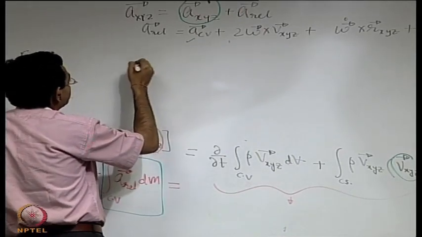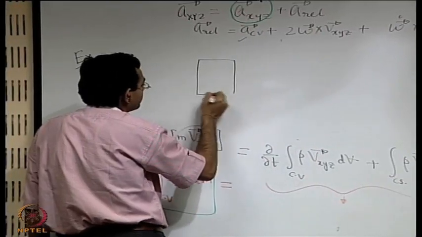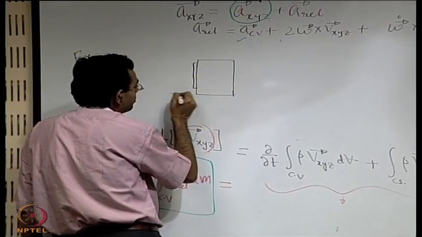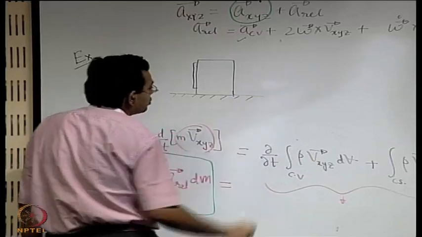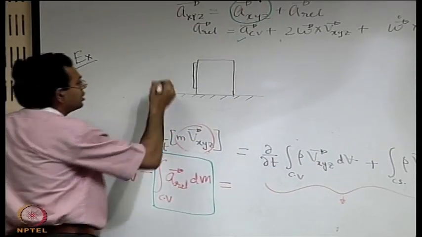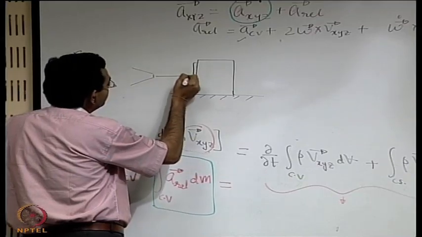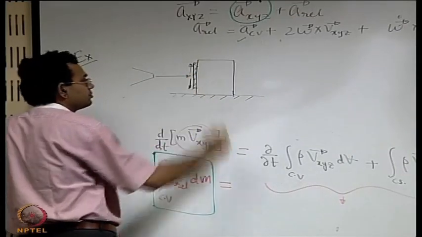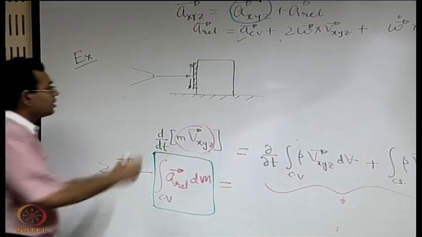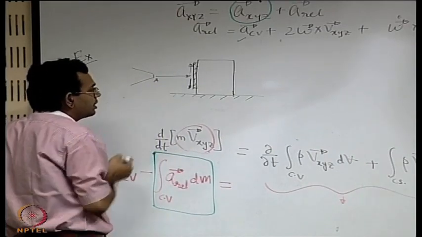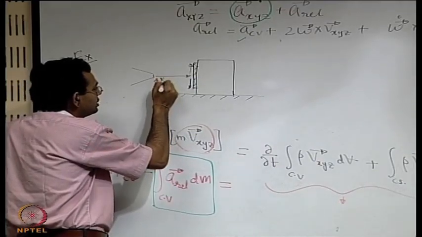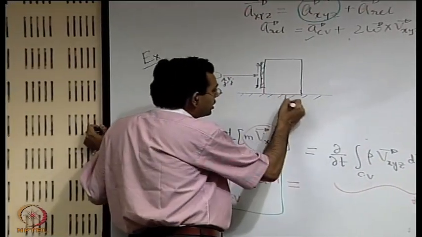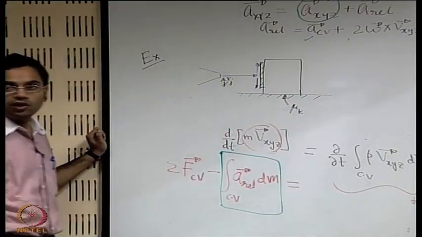Let us say that there is a block which is moving on a surface, or which may move on a surface. From a nozzle, a water jet comes, strikes this one, and gets deflected to the two sides. The area of the jet that comes out is given, the velocity of the jet, Vj, is also given, Aj, Vj, area of the jet and velocity of the jet. The coefficient of kinetic friction between this surface and the block is given.